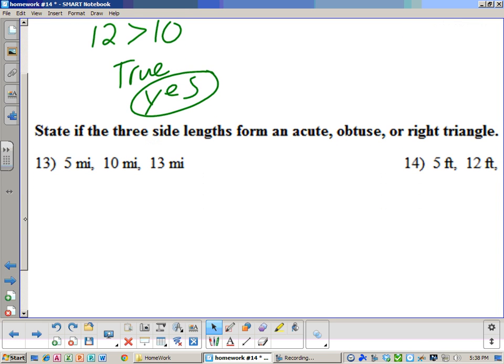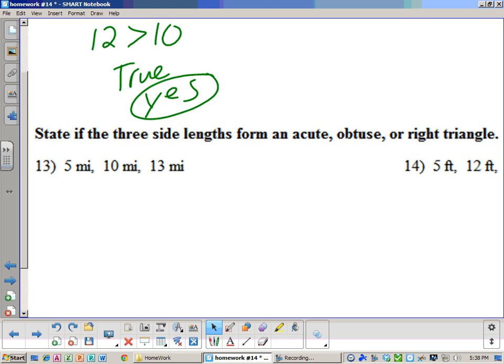Now, number 13, we have a new set of instructions. It says, state if it is a triangle, and it is, all of these from here on are triangles. State if the three sides form an acute triangle, an obtuse triangle, or a right triangle. What does it form? Well, this is how you know.